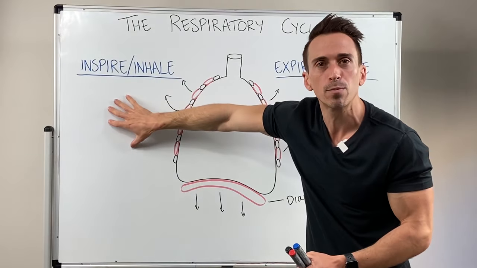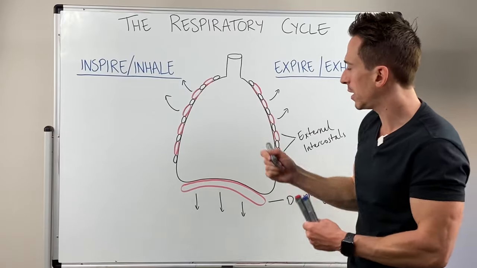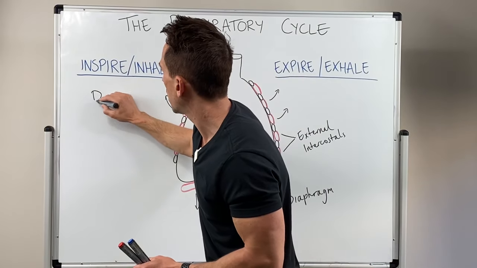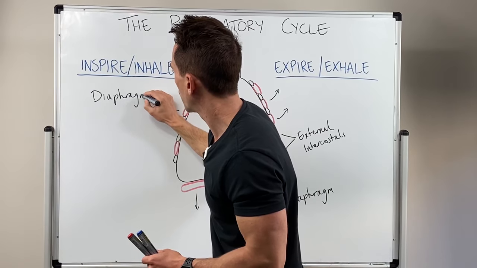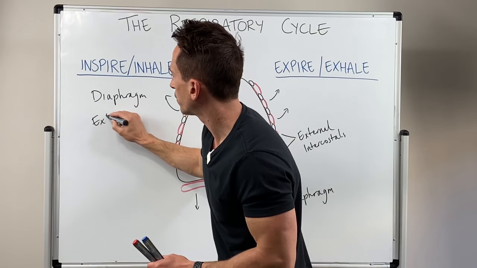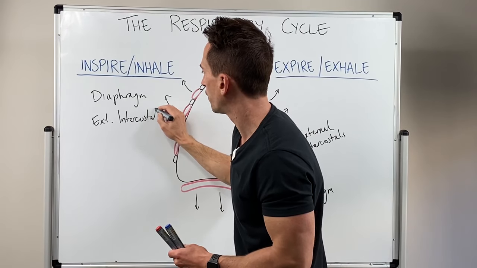And this is inspiration or inhalation. So what are the two really important muscles you need to know here for inspiration and inhalation? That's the diaphragm and the external intercostals. Really important.